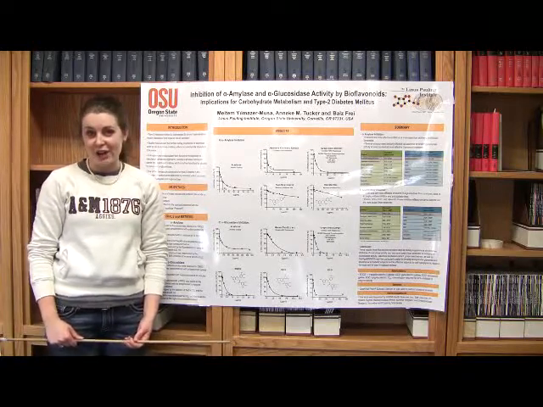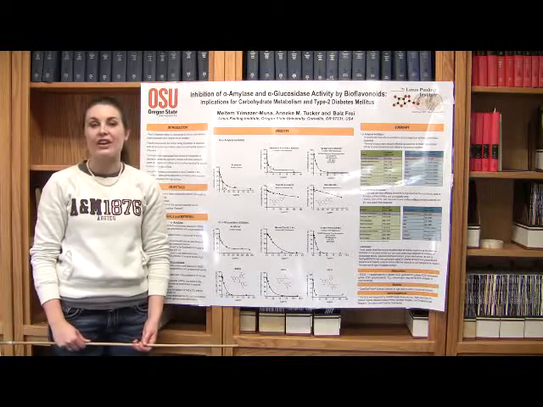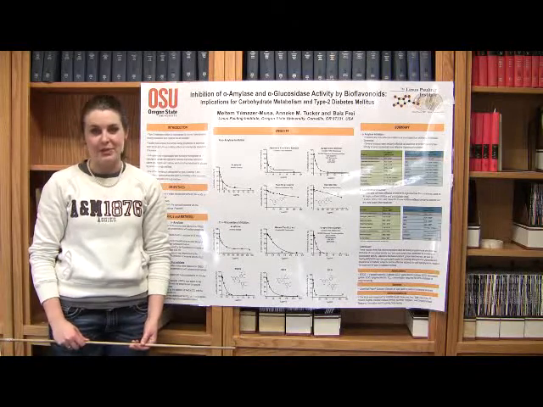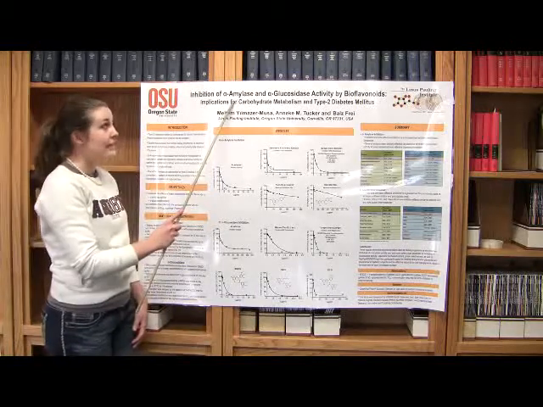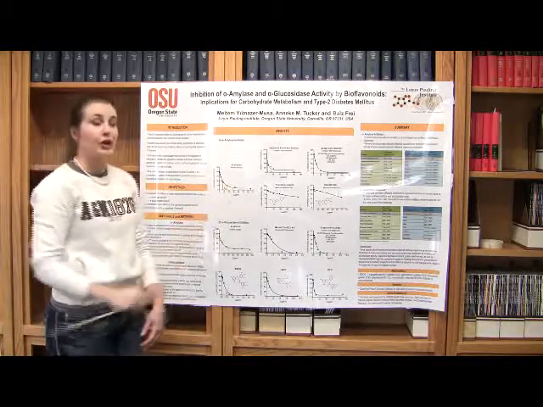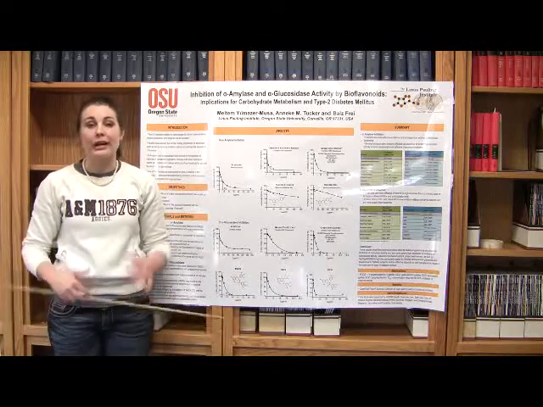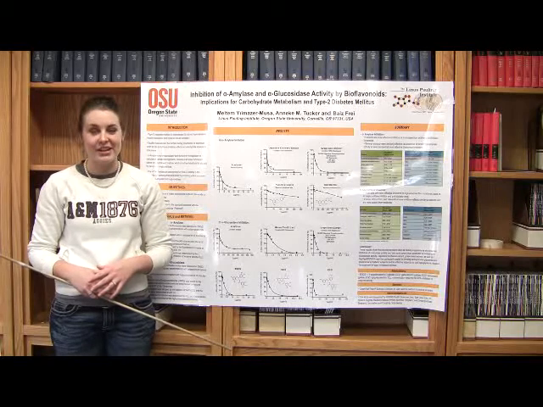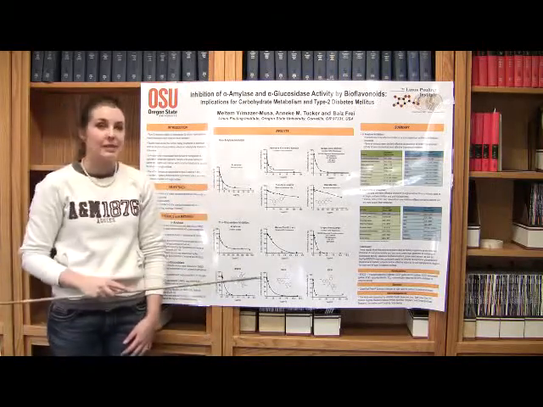The overarching theme for our research is type 2 diabetes mellitus, which is characterized by having a fasting blood glucose level greater than 126 milligrams per deciliter. Two of the key players in type 2 diabetes are the enzymes alpha amylase and alpha glucosidase. Both of these enzymes work in human digestion and break large complex carbohydrates down into small glucose molecules that the body can absorb. We're interested in inhibiting these two enzymes.